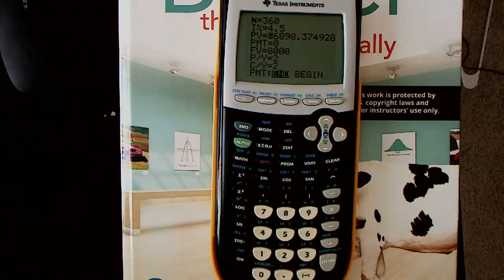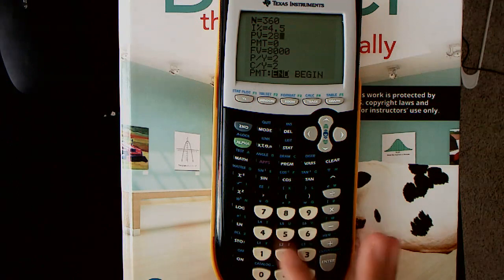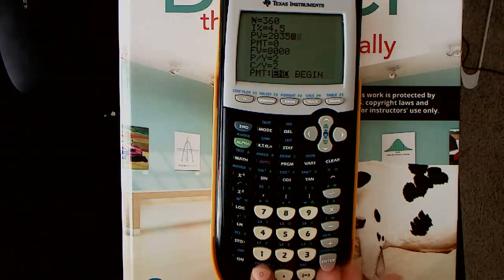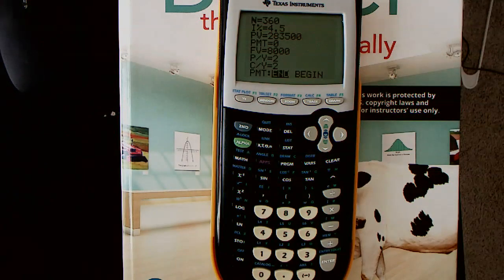Present value. Yeah, we are talking about installment loan, same with the auto loan. Installment loan, the present value is the loan amount. What is the loan amount? 283,500. Yeah, be careful. If you miss one zero, the answer will not be right.